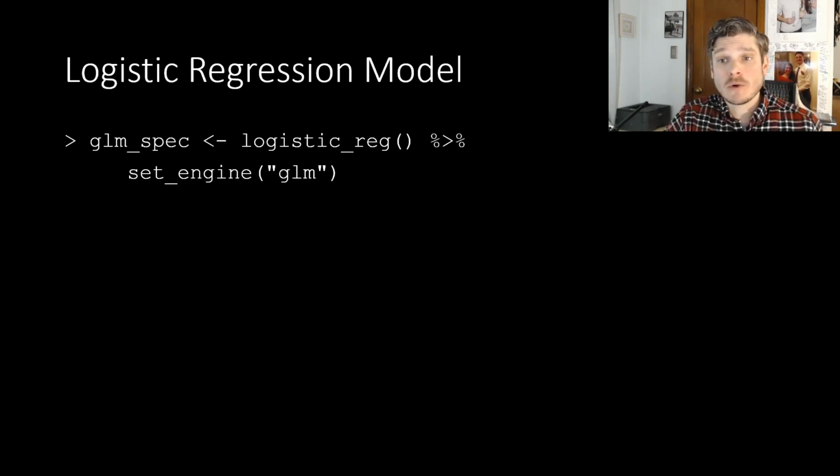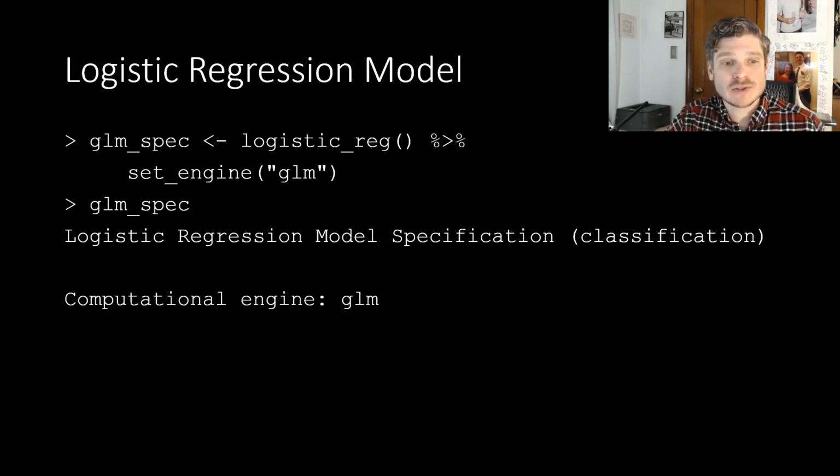Now, let's say, for example, that I want to take my model that I just created, my specifications, so the GLM, the logistic regression one that I just had. I store that as my object, GLM spec, for my specifications. If I call that in my console, my output now is going to be, this is a logistic regression model specification, classification, meaning that what we're doing is a classification type of model, and the computational engine is going to be my GLM, or generalized linear model. So it's keeping track of all that.